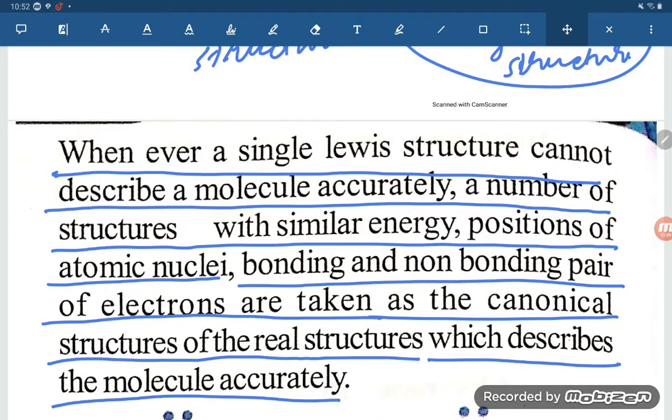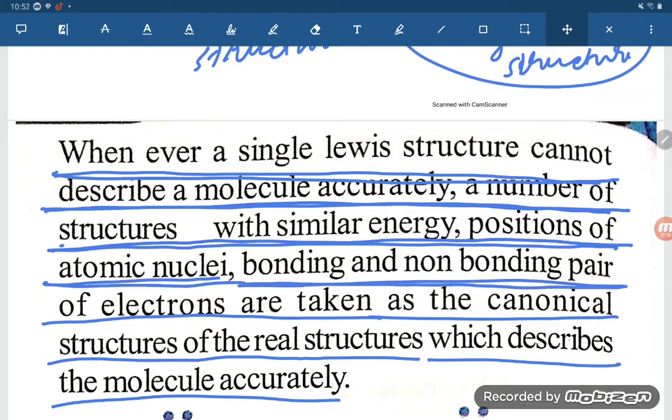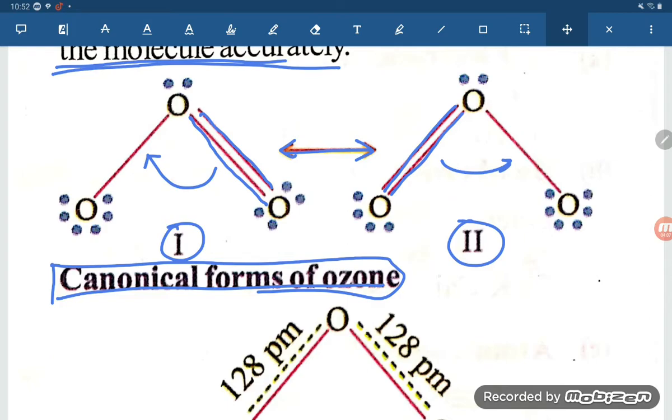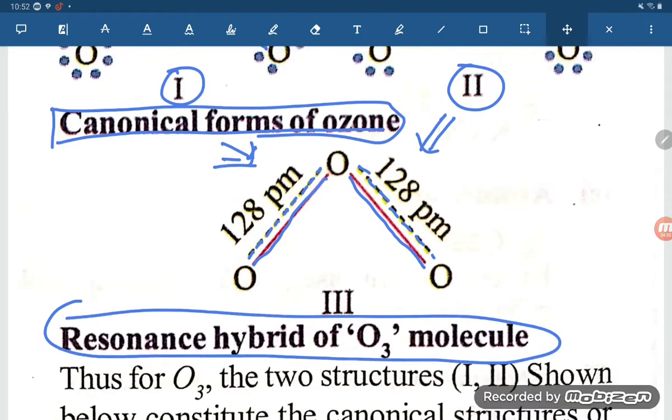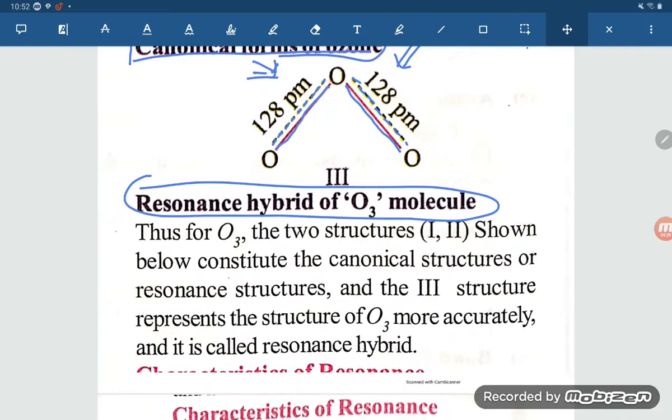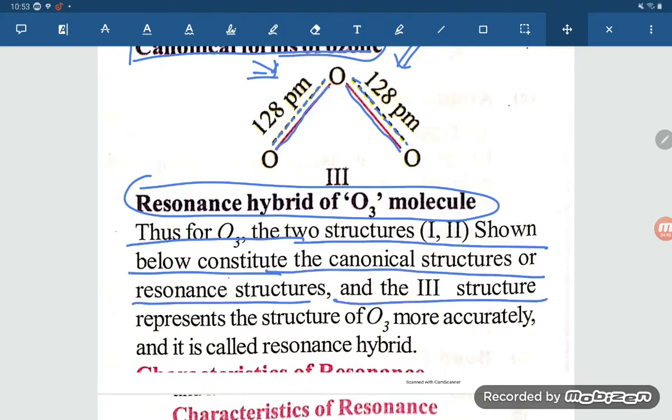You can read it again, students. Now these two structures undergo hybridization. The bond is continuously rotating between these positions, so a dotted line appears. The dotted line means the double bond is shared with this bond and with this bond. This is what is known as the resonance hybrid structure of the O3 molecule. This will explain all the properties of the ozone molecule. Thus for O3, the two structures constitute the canonical or resonance structures, and the third structure represents the structure of O3 more accurately, and it is called the resonance hybrid structure.